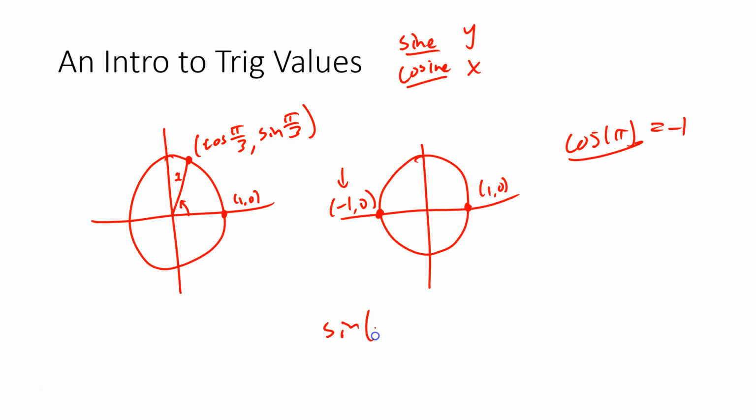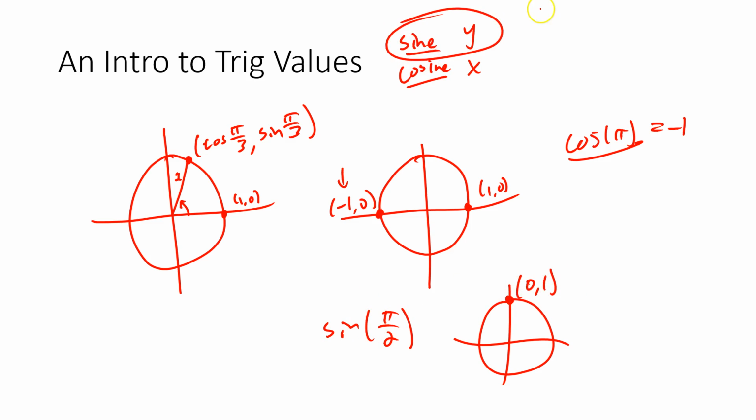We can do other values too. How about the sine of pi over 2? Well, I have to be able to figure out where is pi over 2 on the circle. Pi over 2, that would be 3 pi over 6. So if we use our cadence, 1, 2, 3, right at the top of the circle. The coordinates there are 0, 1. Sine, we want the y coordinate. So sine of pi over 2 is 1. And that's really all there is to it.